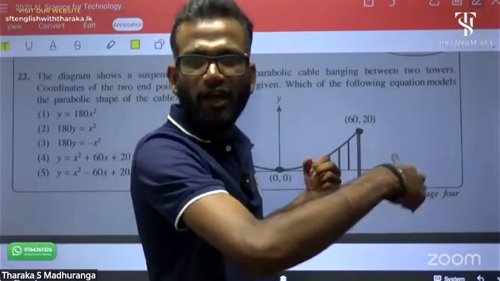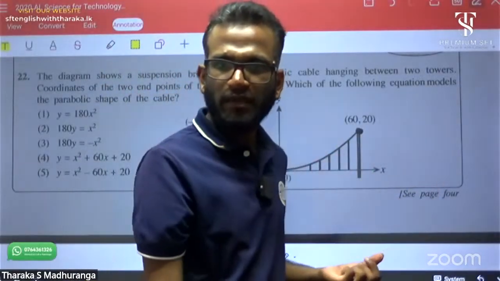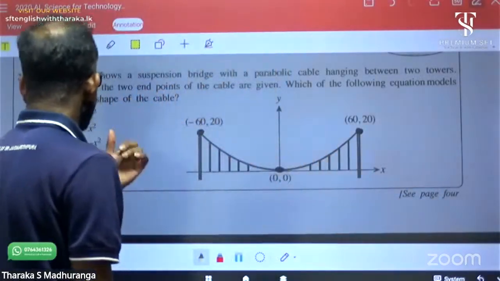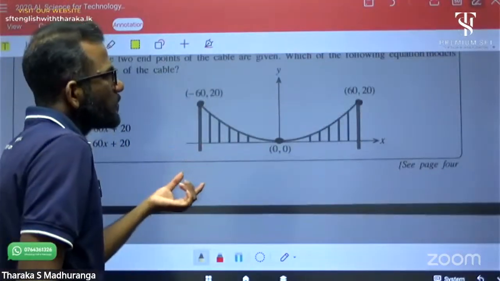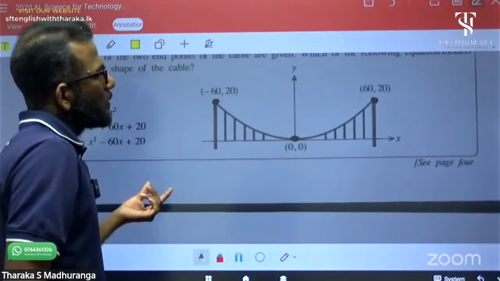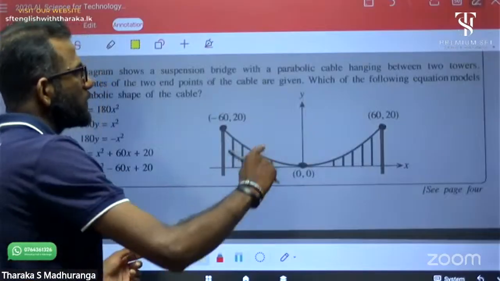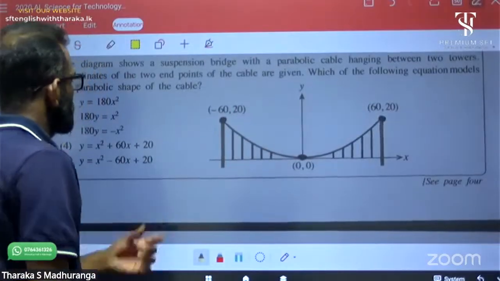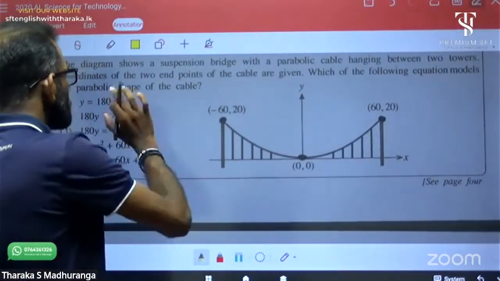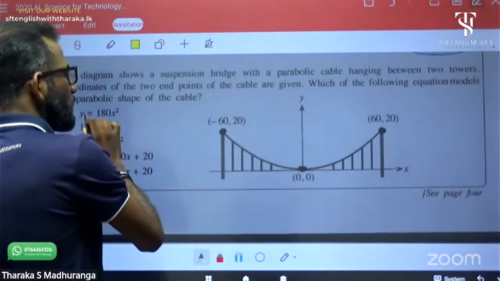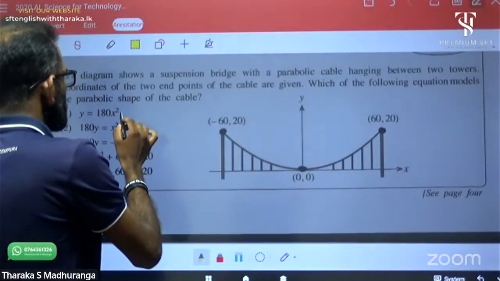Now already graph is given. Now you don't need to find A, B, and C. Very simply you can get it. The graph is given. Now you can substitute into this equation. Now y, x value you can substitute.